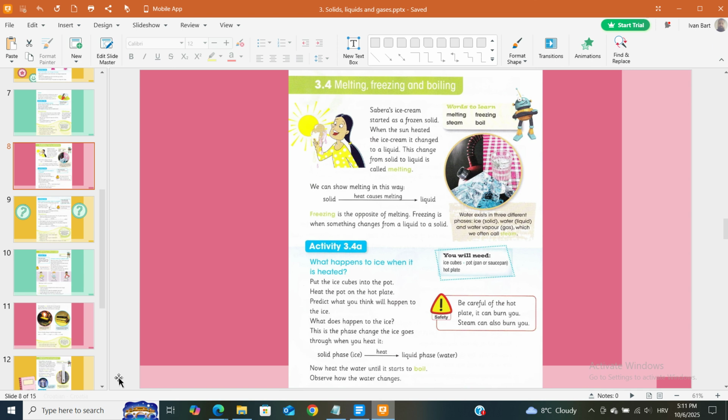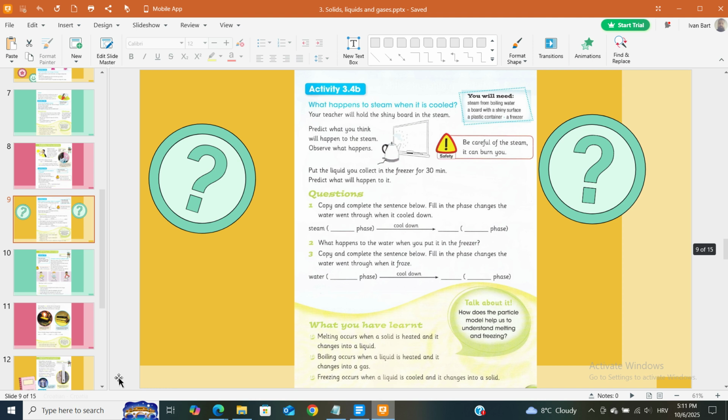This is the phase change the ice goes through when you heat it. Solid phase: ice. Safety: be careful of the hot plate, it can burn you. Steam can also burn you. Heat. Liquid phase: water. Now heat the water until it starts to boil. Observe how the water changes.